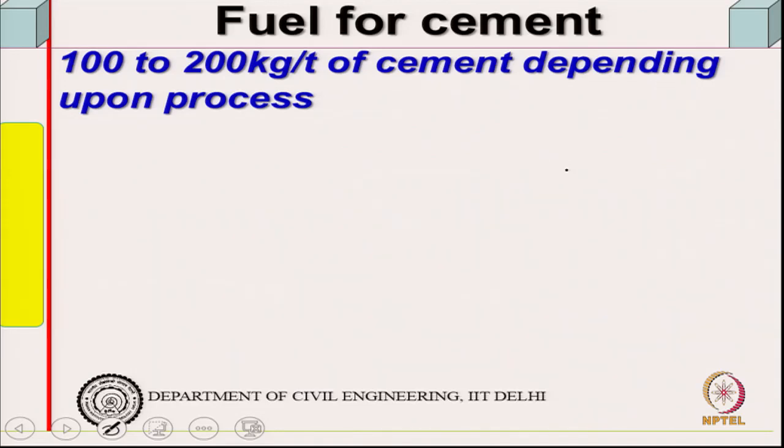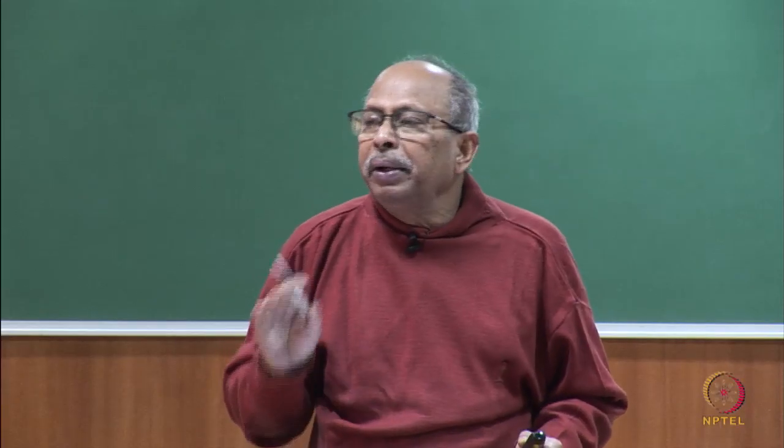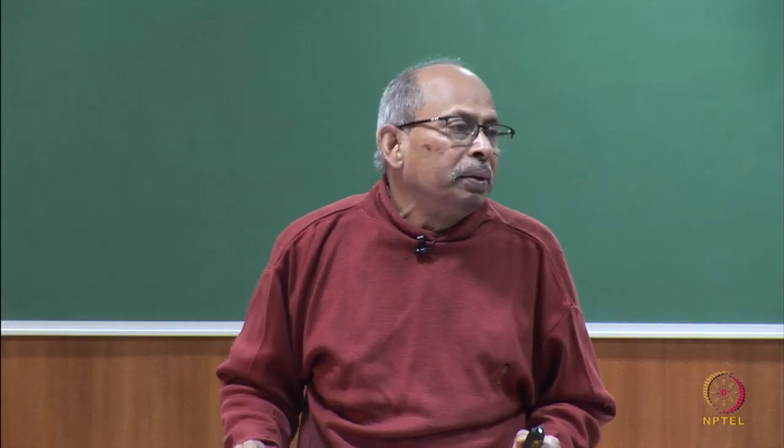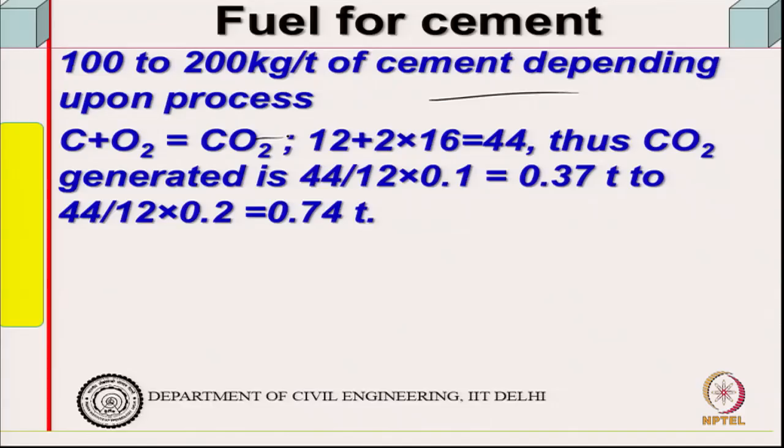So, fuel generally required is 100 to 200 kg per ton of cement depending upon the process. An efficient process will require less fuel, a less efficient one somewhat more. So, generally 100 to 200 kg per ton of cement, that is what you need as fuel. And the fuel will burn to carbon dioxide, some portion of it. So, 44, thus the carbon dioxide generated is from the fuel.